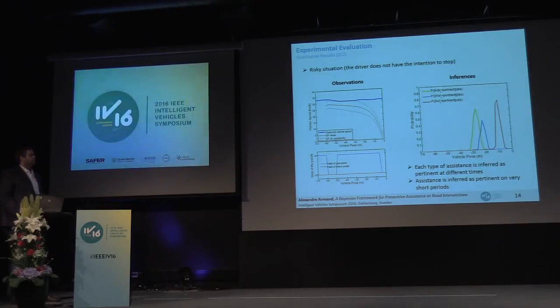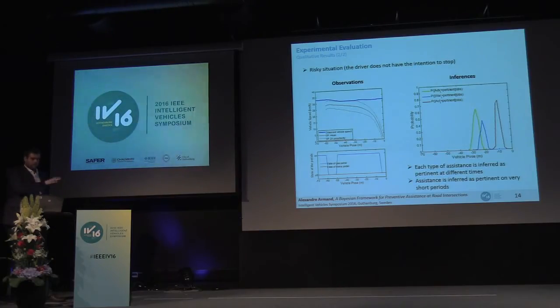We have the 3 probabilities. And in green we can see that the probability that it would be pertinent to trigger an advice starts to increase about 30 meters before the intersection. If the driver does not react, then the probability that it would be pertinent to trigger a warning starts to increase about 25 meters before the intersection. And again, if the driver still does not do anything, then the probability that it will be pertinent to trigger AEB starts to increase about 10 meters before the intersection.